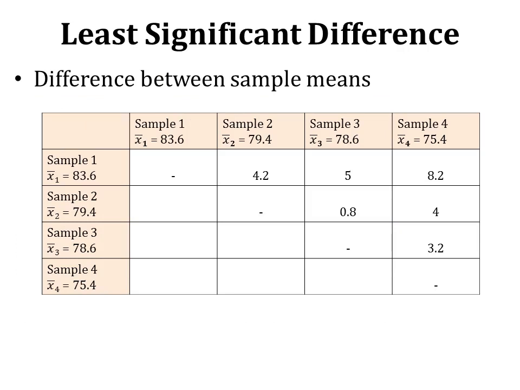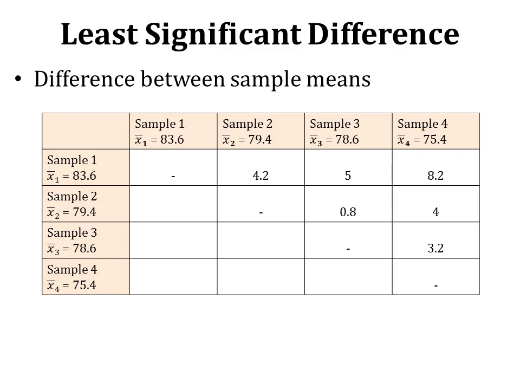between sample means. So here we have a table for the calculation of sample mean differences. Here we have the first pair, which is sample number 1 and sample number 2. So 83.6 minus 79.4, and the difference between this pair of means is 4.2. Then the difference between the pair of means of sample number 1 and sample number 3 is 5. And then the difference between sample number 1 and sample number 4, which is 83.6 minus 75.4, is 8.2.